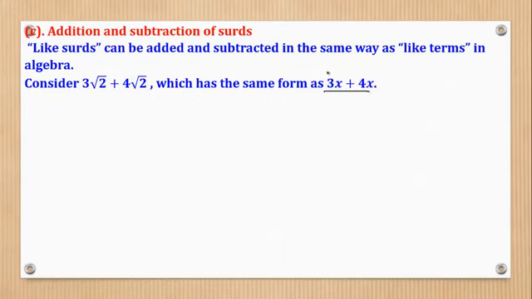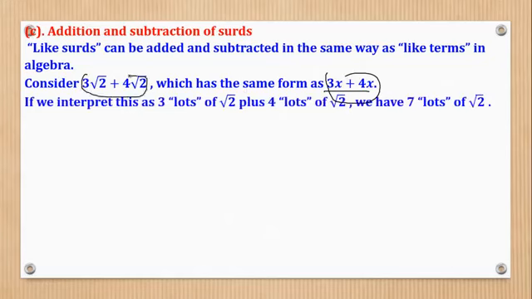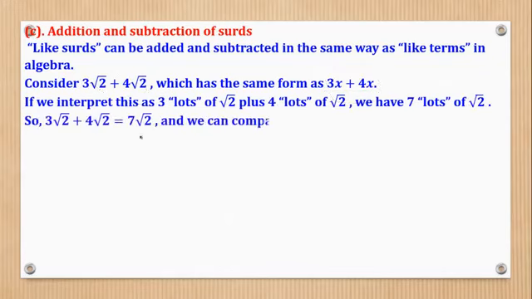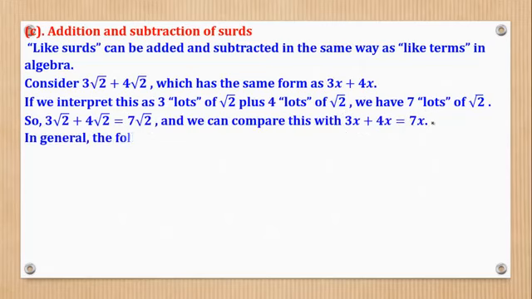Because in algebra, in like terms, when we add these two, we come up with 7x. Meaning that here we shall also come up with 7 root 2. So we can interpret this as 3 lots of root 2 plus 4 lots of root 2 gives you 7 lots of root 2. Meaning that this gives you this when you add, just as this gives this when you add. So that's basically how we can add or subtract surds.